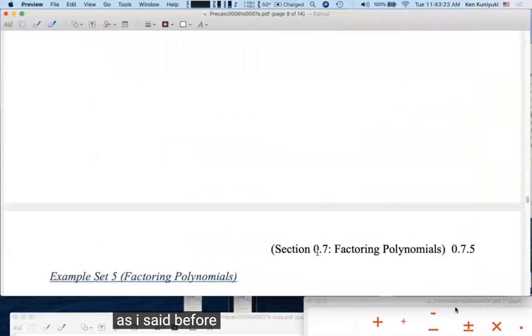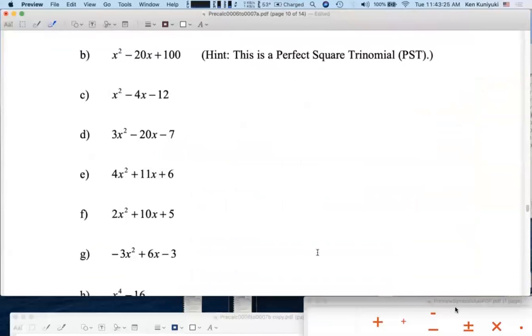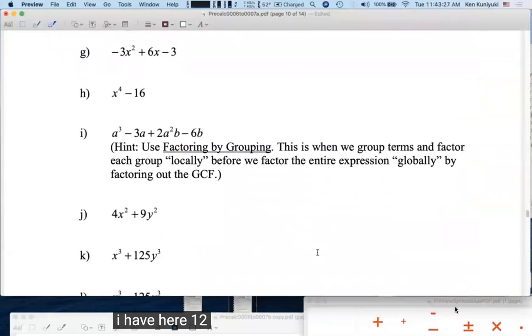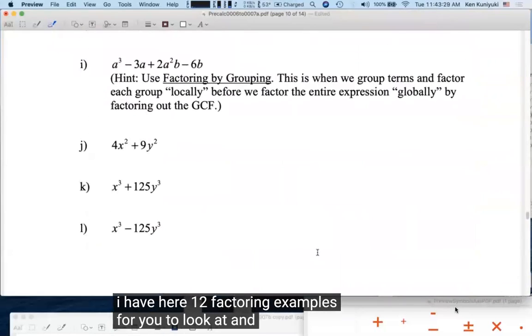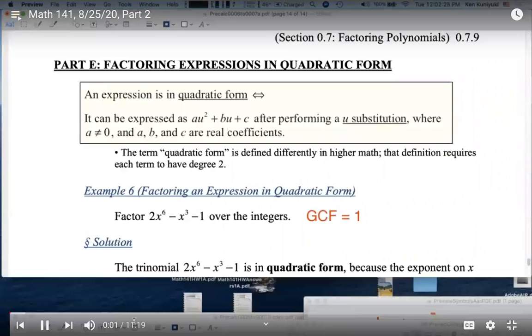As I said before, I have here 12 factoring examples for you to look at, and I have solutions later on. Okay, let me just get something in chat here. Any questions before we go on?